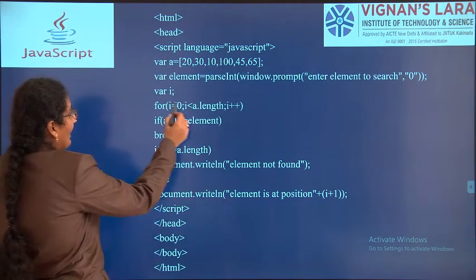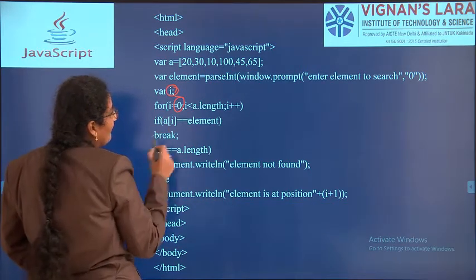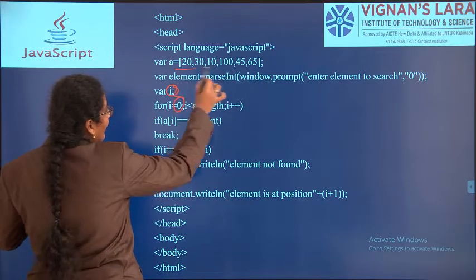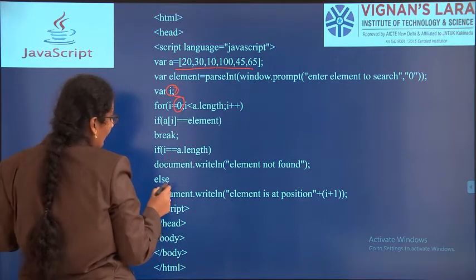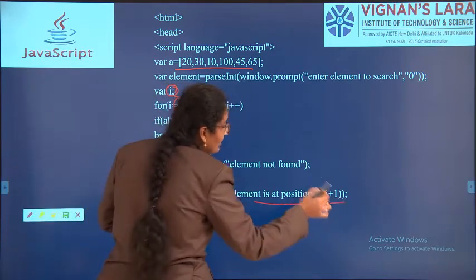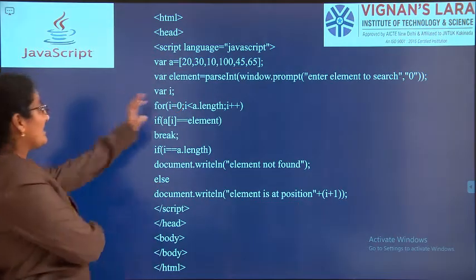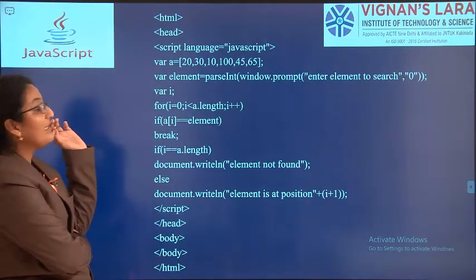So here we have taken I. Initially we have given the I value as 0. We are comparing the element with all the elements in the array. If not found, then in the else condition we go to the next position, I plus 1. I plus 1 is nothing but going to the next position. So this is the program for performing linear search.